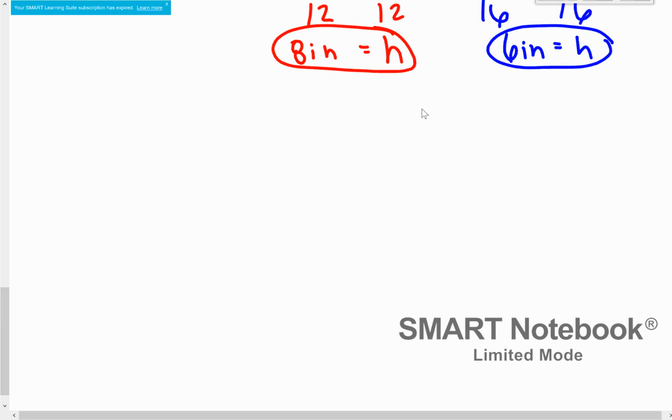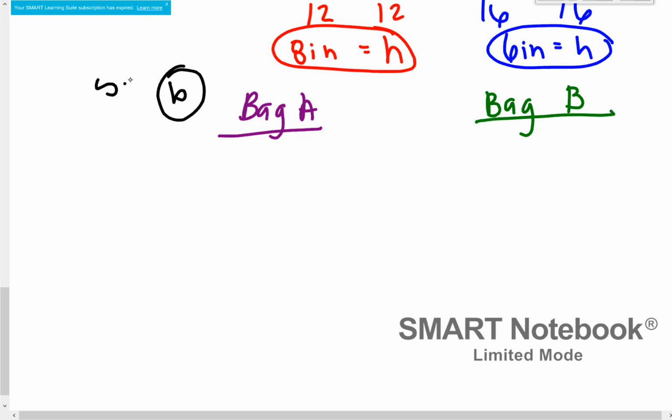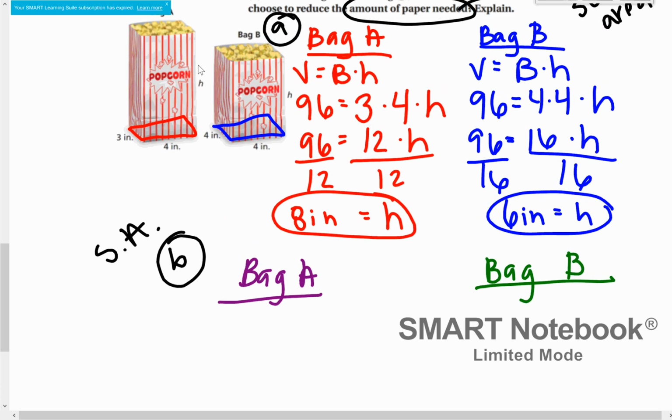So again, we're going to do different colors. Let's do bag A and bag B. We are doing surface area. Now, what do we notice about these bags? Yes, they are rectangular prisms, which is probably one of the easier ones to find the surface area. But we notice that when you have a bag of popcorn, there's no top.